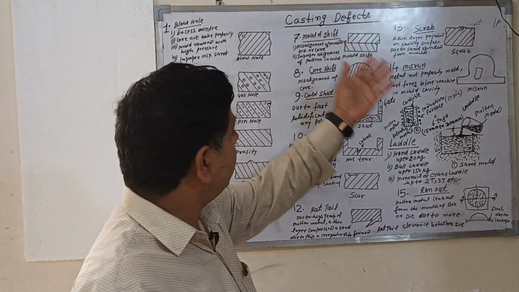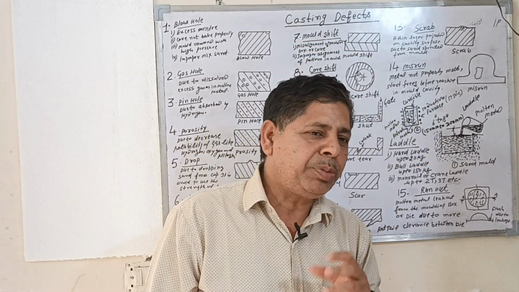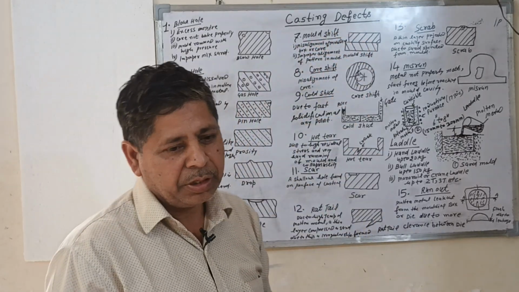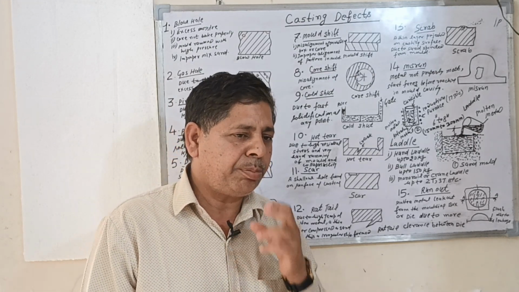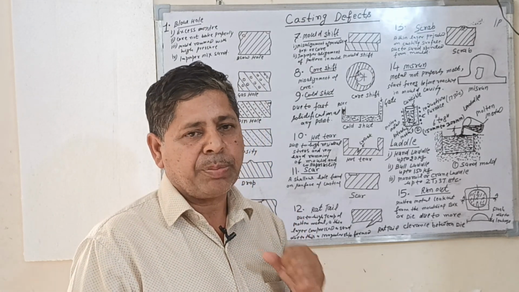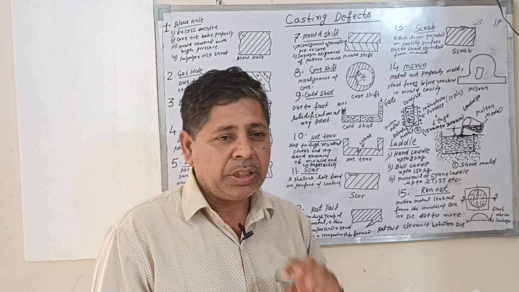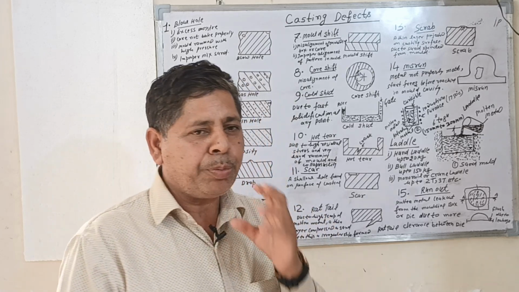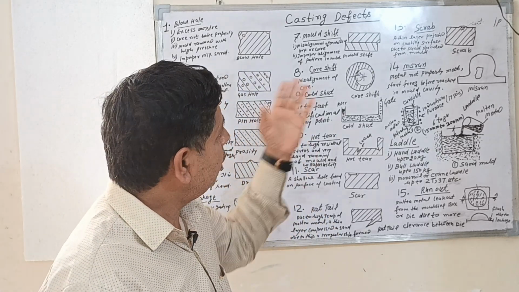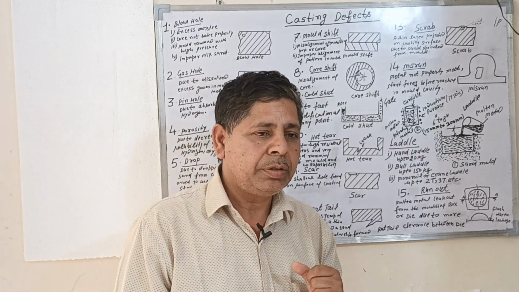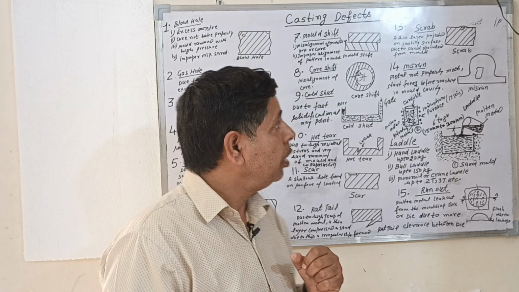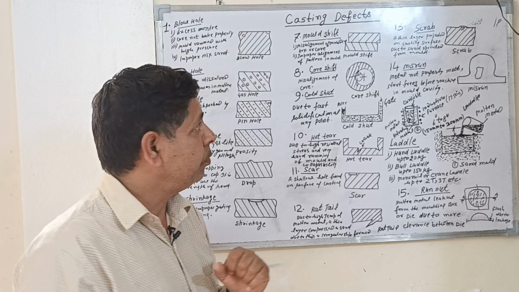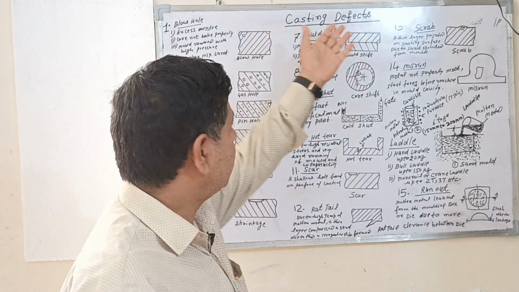In this casting process, different types of casting defects may arise. The casting defects generally depend upon 5 points. Number one is the design of the casting and pattern. Number two is the design of the mold and the design of the core. Number three is the composition of the metal. Number four is the melting and pouring. Number five is risering and gating. These 5 points affect the casting defects.